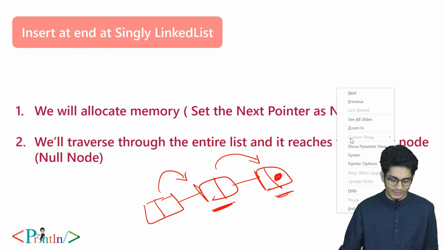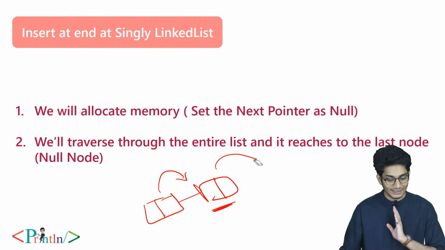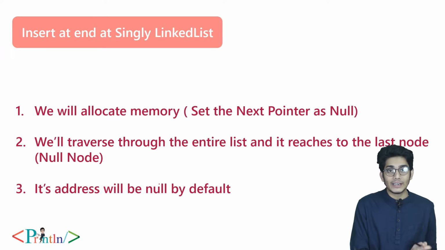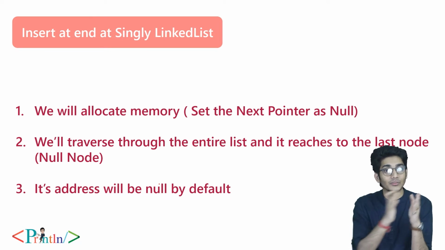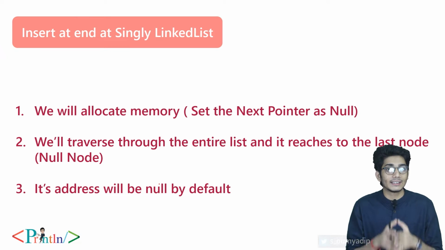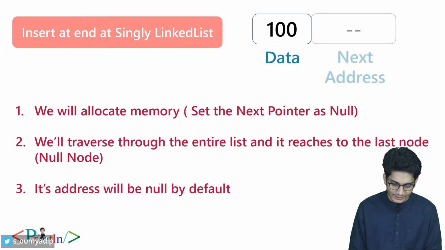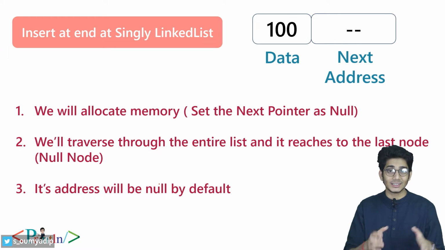So I think this portion is clear. So we'll talk about that in the entire video. Now its address will be null by default. So the next address of the last node will be null. The node we have allocated, the next address of that node will also be null. At first we'll have a data, then we have a next address. So I think this portion is clear.